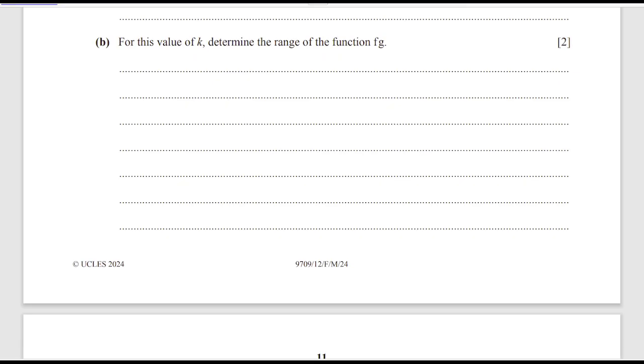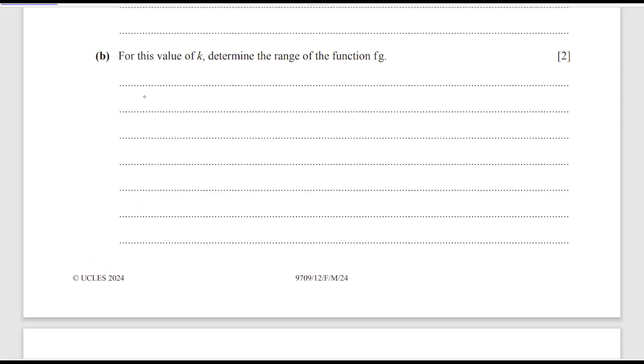Next part, for this value of k, determine the range of the function fg. For the above value of k, which is 8, we have to find the range of function fg. So first thing is to find fg of x. For composition of functions, replace the inner function by its expression. So replace g of x by its expression, which is 5x minus 1. Now for f of 5x minus 1, replace x in the function f by 5x minus 1.